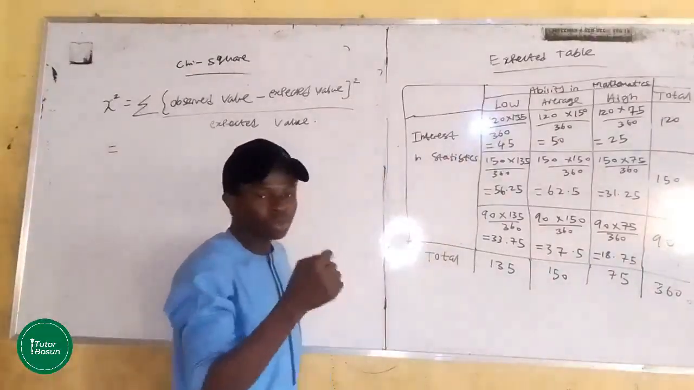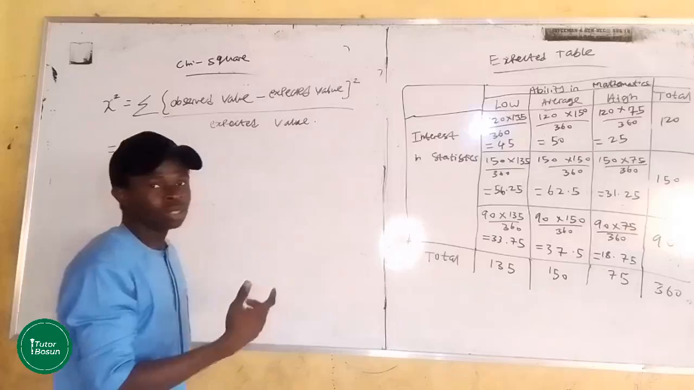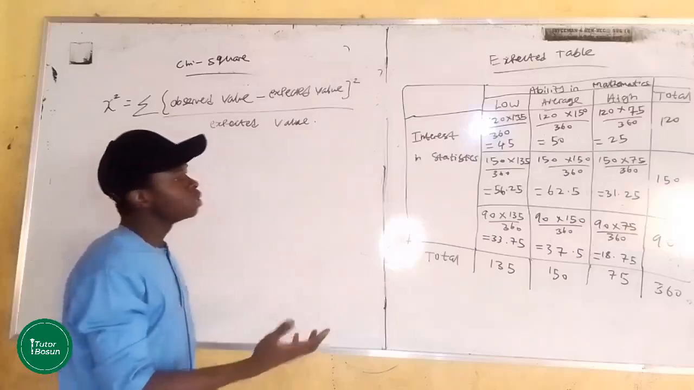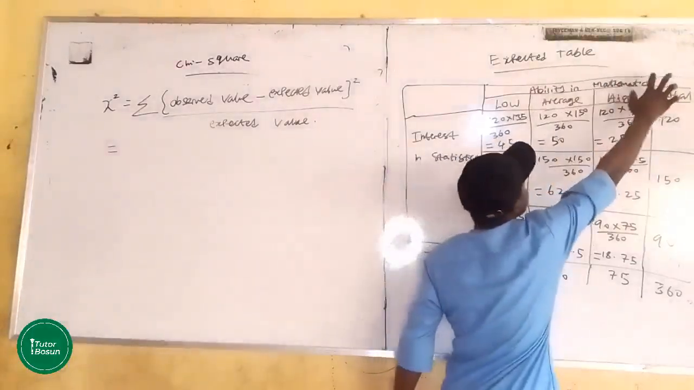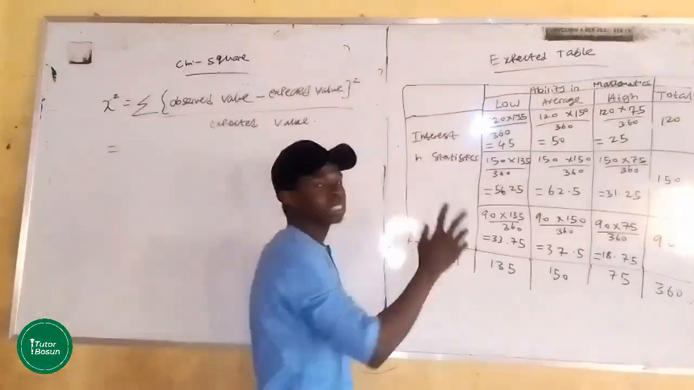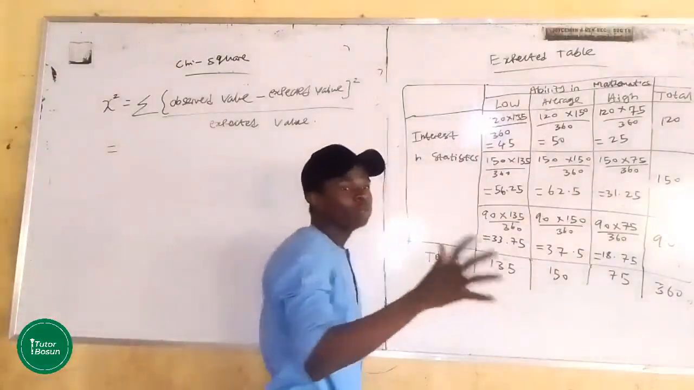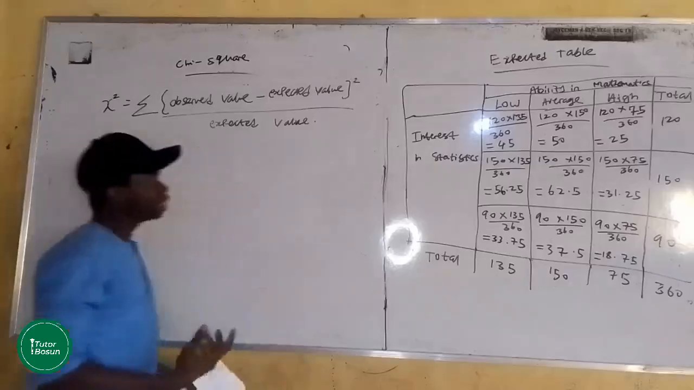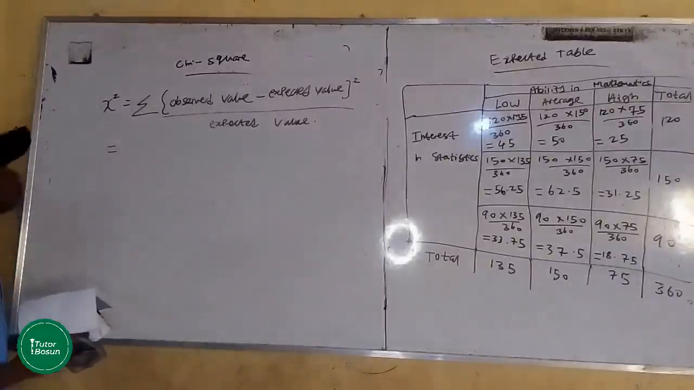So please take note of the question, read the question very well and understand it before just moving into the solution. But in this situation, they were not specific. They just told us to test for independence in ability in math and interest in statistics. So in this situation, we will be considering all the expected values in the table. So now let's begin to complete that.